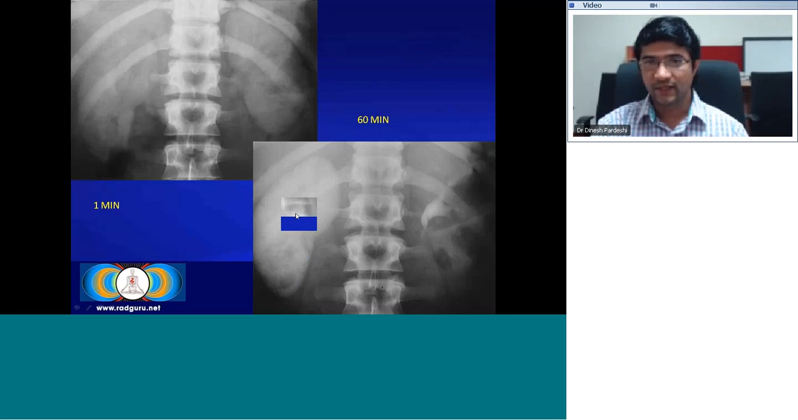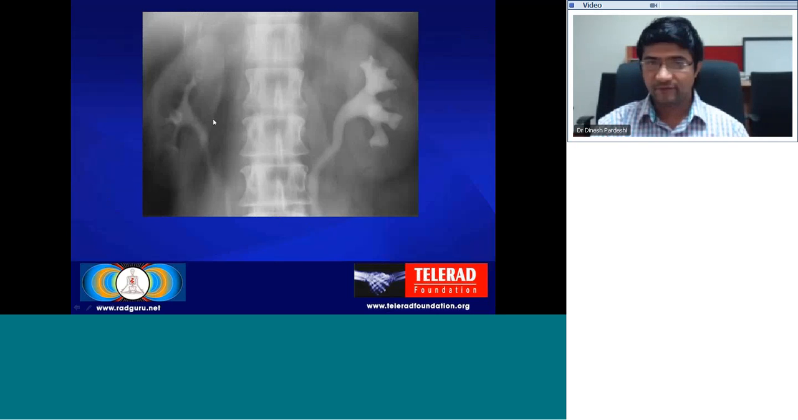Secondly, in this pyelographic phase, normally we see the normal opacification of the pelvicalyceal system, and here there is obvious dilatation of the pelvicalyceal system. Now this indicates that there is some obstruction here, but on the pyelographic film we are able to grade the amount of hydronephrosis.